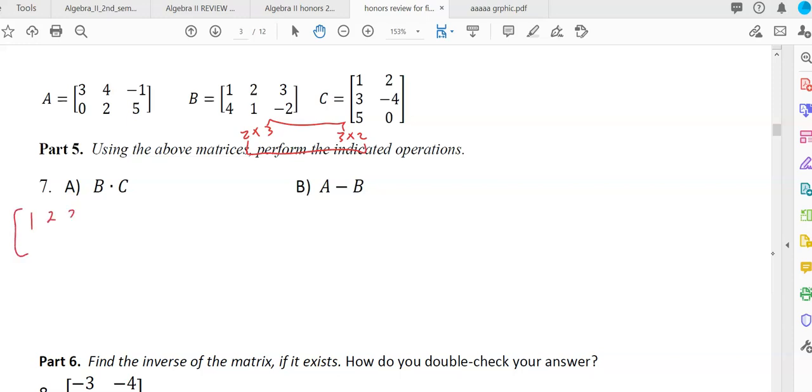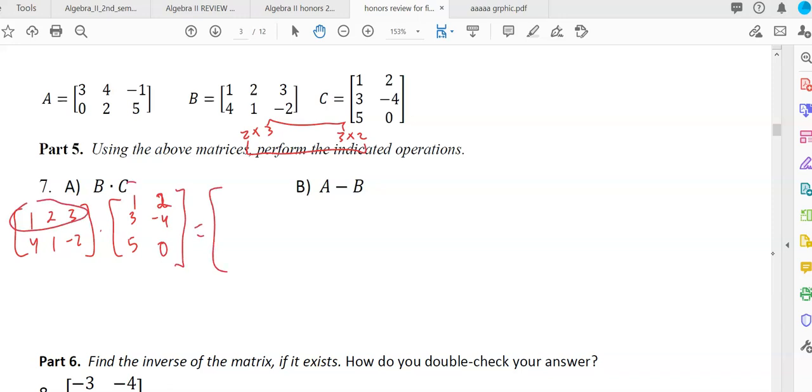So I have 1, 2, 3, 4, 1, 2, times 2 there. In the top left, I'm going to have the top row times the left column. So 1 plus 6 plus 15. 7 plus 15 is 22. Top row and right column would be 2 and negative 8 plus 0 is negative 6.